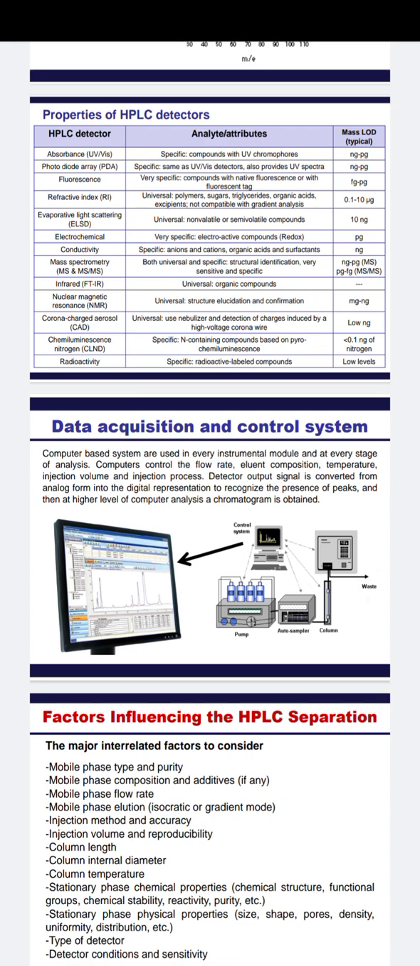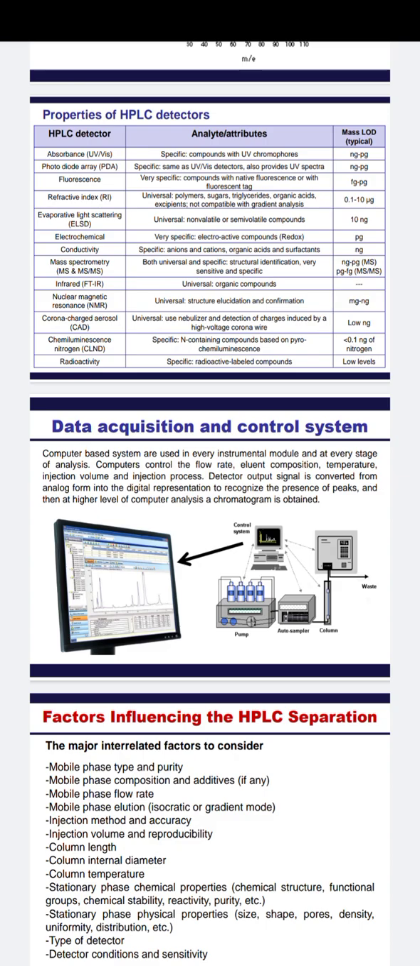And lastly, the data acquisition and control system. Computer-based systems are used in every instrumental module and at every stage of analysis. Computers control the flow rate, eluent composition, temperature, injection volume, and injection process. The detector output signal is converted from analog form into a digital representation to recognize the presence of peaks, and then at a higher level of computer analysis a chromatogram is obtained.